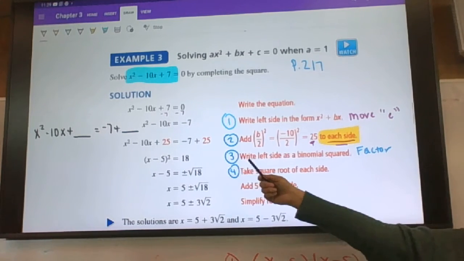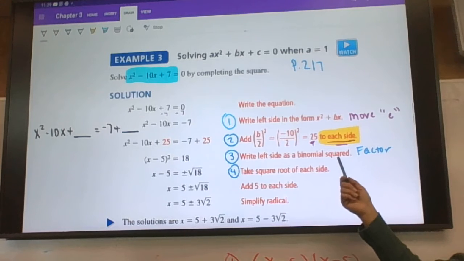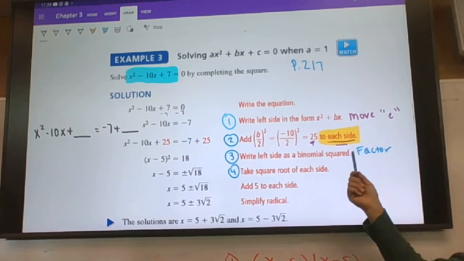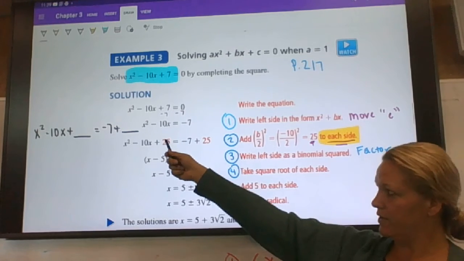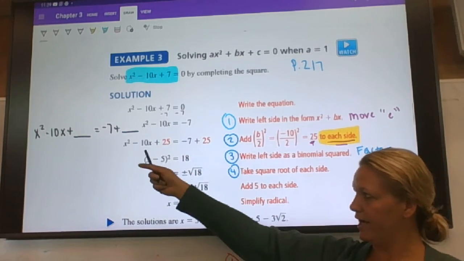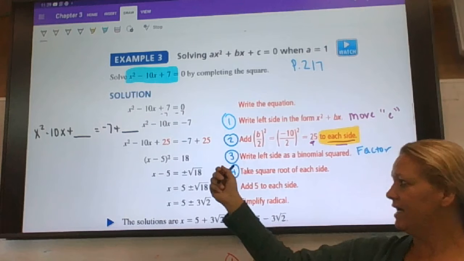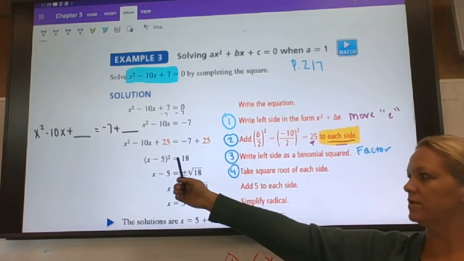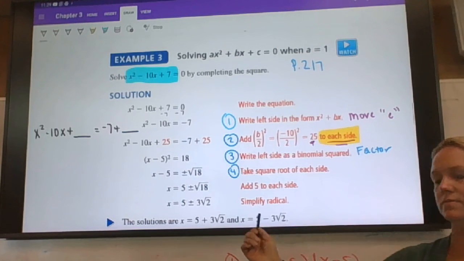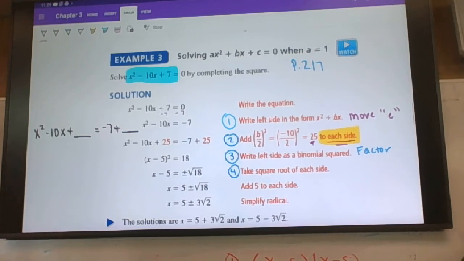After that, the book says write the left side as a binomial squared. We call that factor, right? We factored it. So let's factor by square rooting. The square root of 25 is 5. Use the minus sign. And then from step 4 on, I think you guys are good to go. You're square rooting. Leave it in simplest radical form.